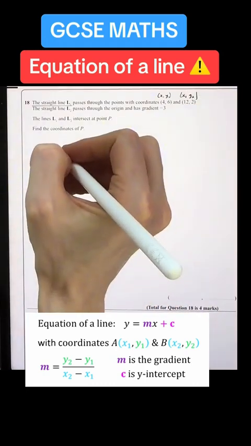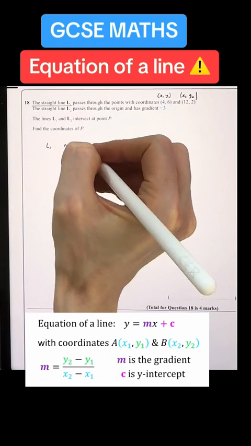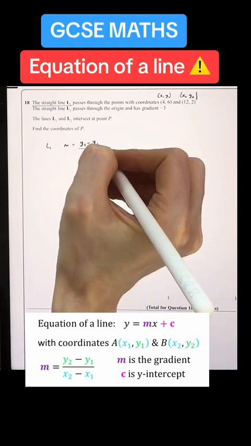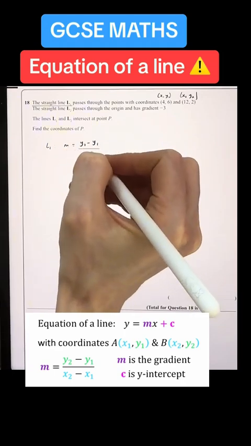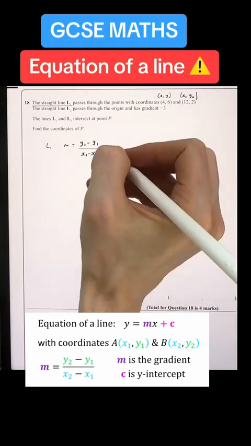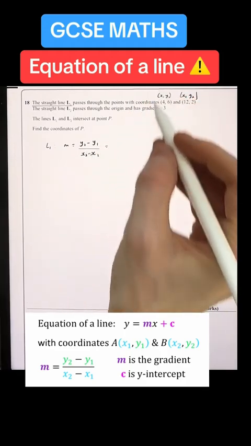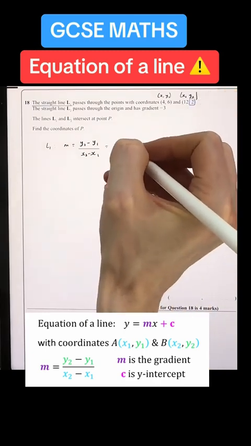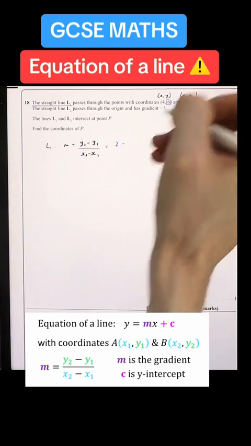To work out the gradient, I know it's the change in y over the change in x. As a formula, that's y2 minus y1 on the top, divided by, on the bottom, x2 minus x1. Substituting my values, on the top I want y2 minus y1. Well, y2 for me in this case is 2. We're always subtracting y1, and in this case y1 is 6.